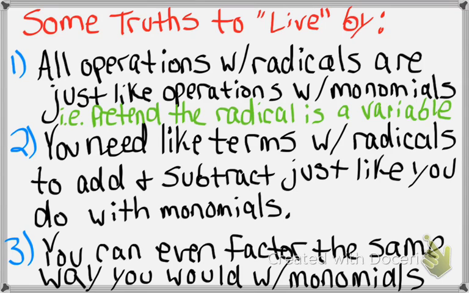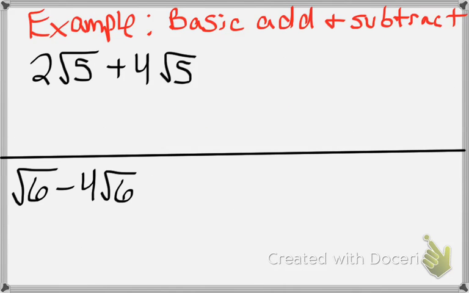Let's get into some examples. Let's start with some basic ones. Go ahead and jot these down and follow along with me. We have 2 times the square root of 5 plus 4 times the square root of 5. I already mentioned you need like terms when adding and subtracting. Well, the good news is we have like terms. It's the square root of 5.